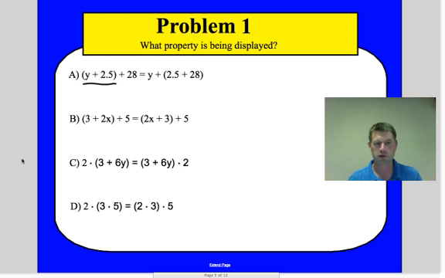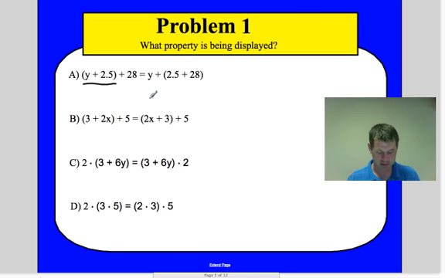Okay, so probably when we see parentheses, we're probably jumping straight to associative of some sort, but let's look over here. Now we have y out here and 2.5 plus 28 over here. So let's look at the order. Y comes first, 2.5 second, and then 28 last. And it's all addition, so that means we're doing some property of addition. And notice that it's a grouping that changed.